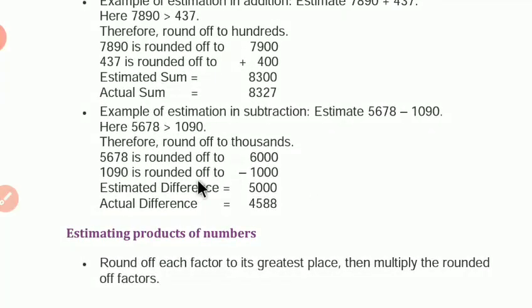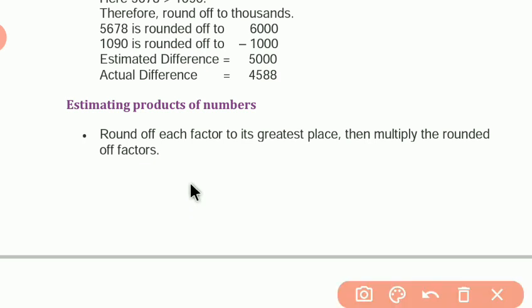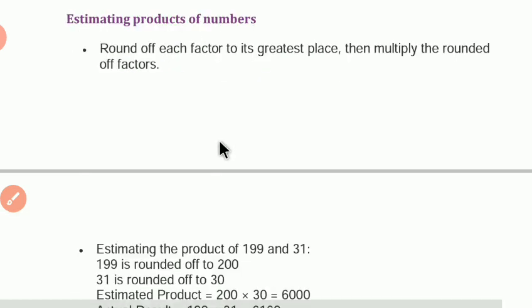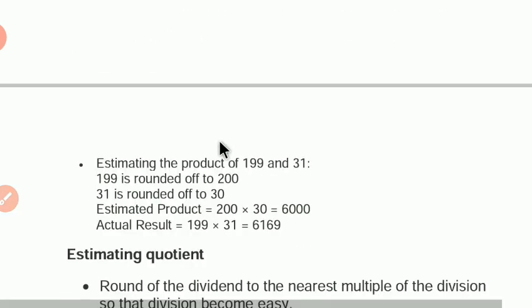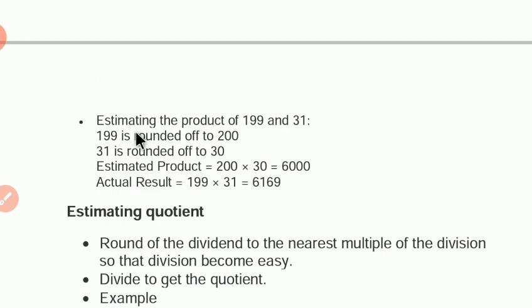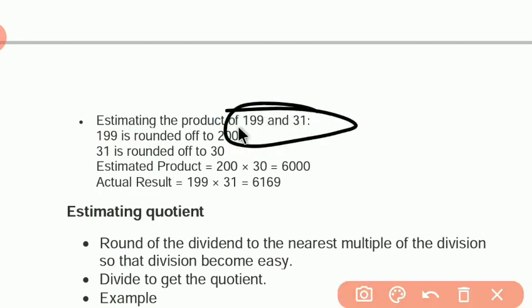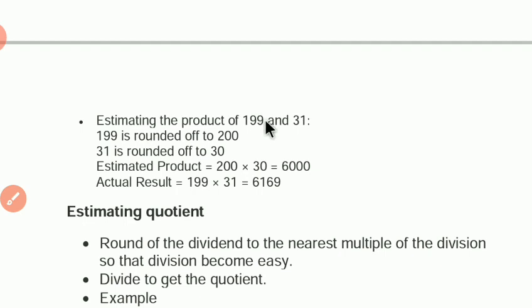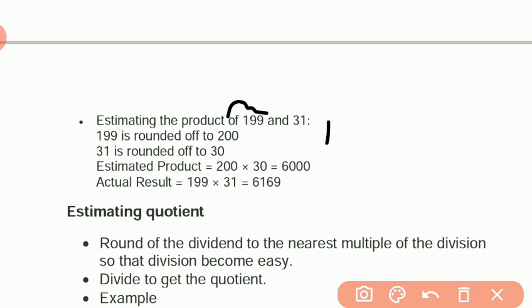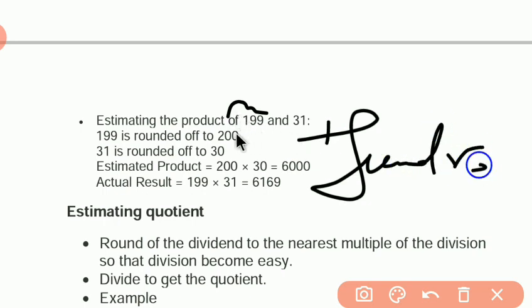Now we'll see estimating the product of numbers. Product means multiplication. So round off each factor to its greatest place, then multiply the rounded factors. We have to see the place value. It means estimating the product of 199 and 31. Here you can see that in 199, what is the highest place value? Ones, tens and 100. It means we have to round off to the nearest hundreds.